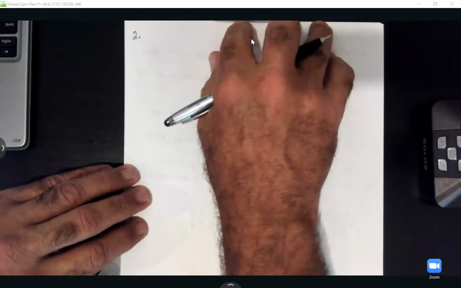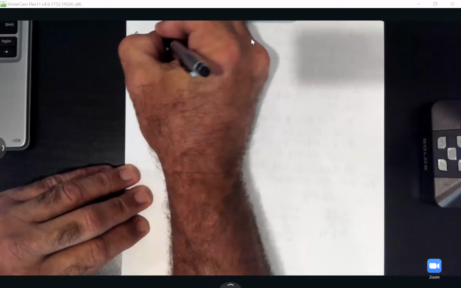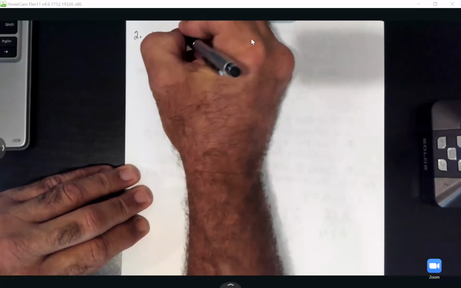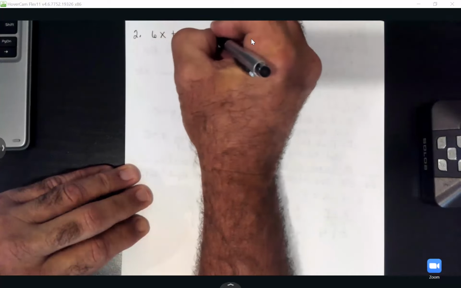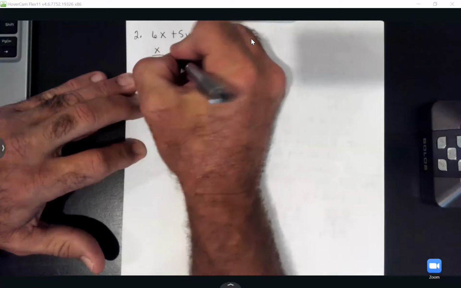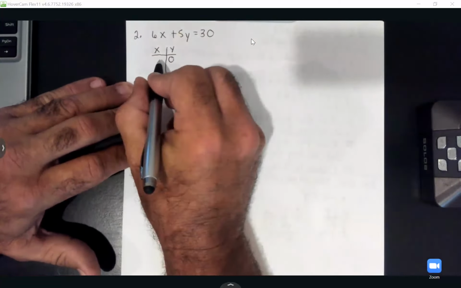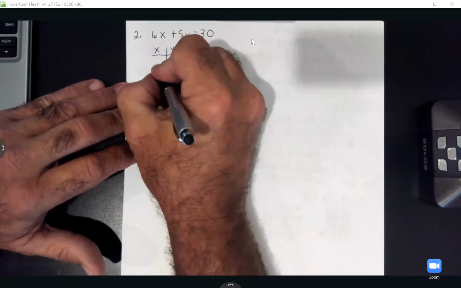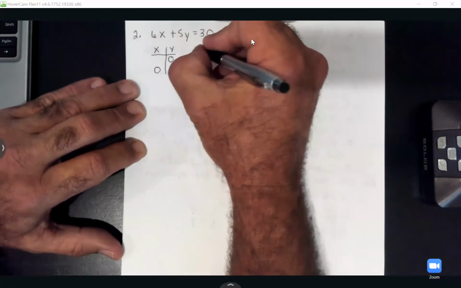So my number 2 here is going to be 6x plus 5y equals 30. All right, so once again, remember, I'm going to get 2 points when I do this. The first one, I'll set y equal to 0 and get my x. The second one, I'll set x equal to 0 and get my y. So let's get this x-intercept first.